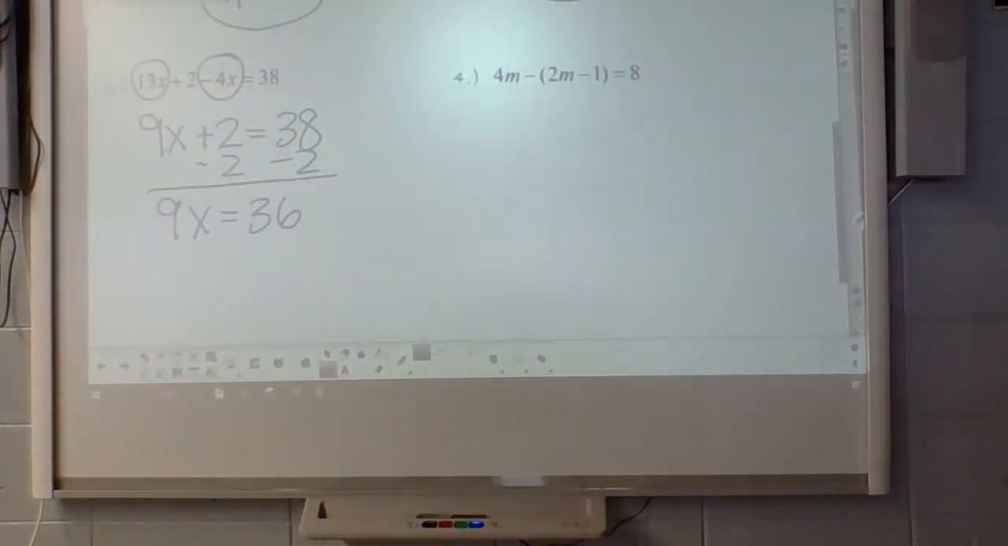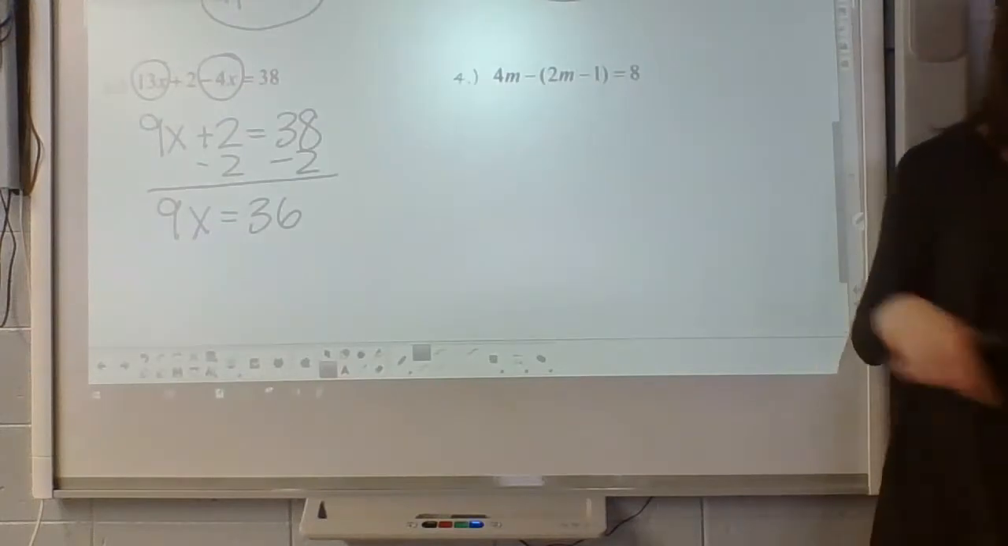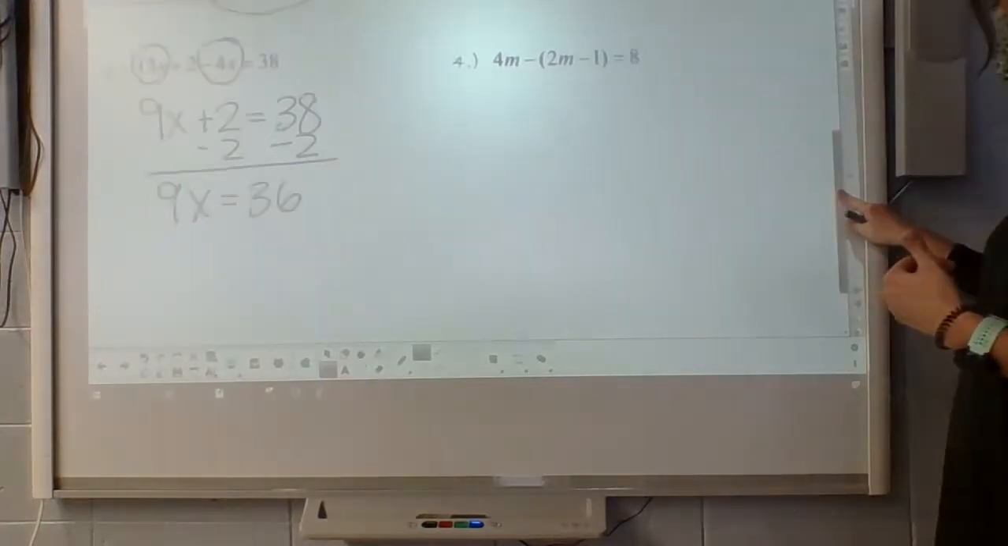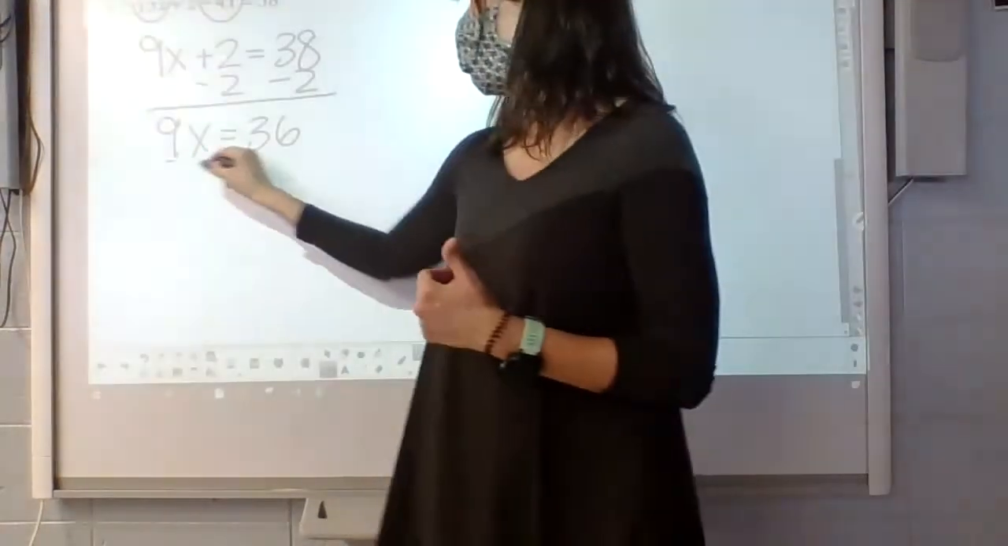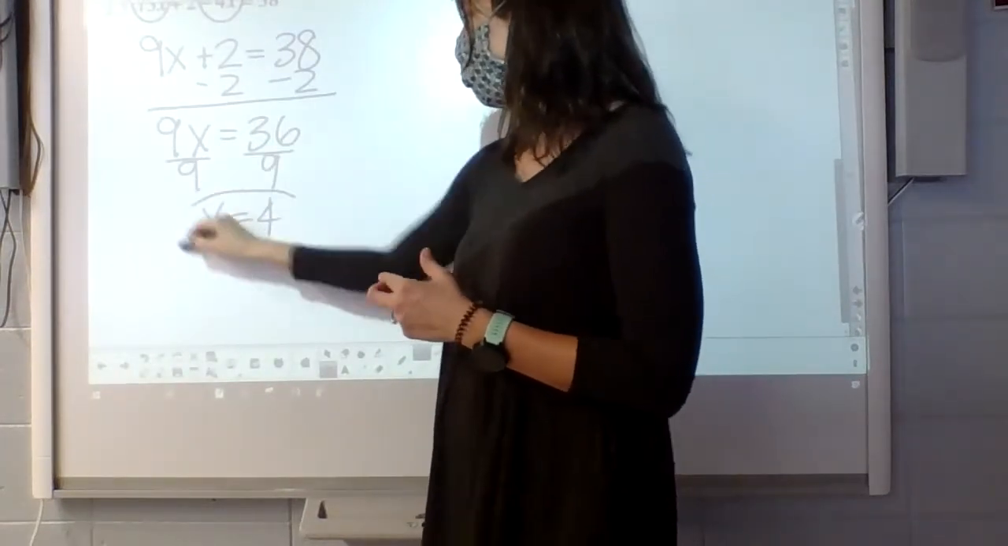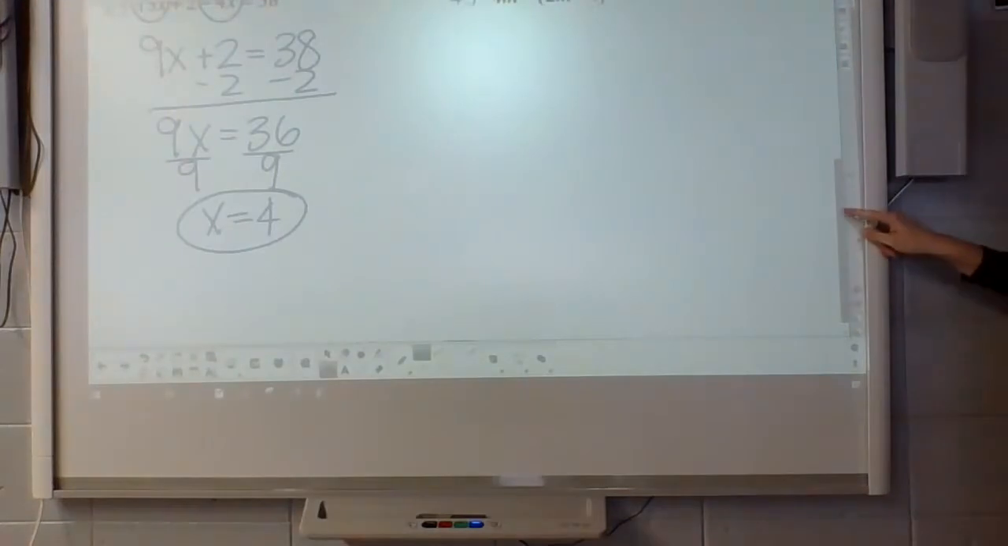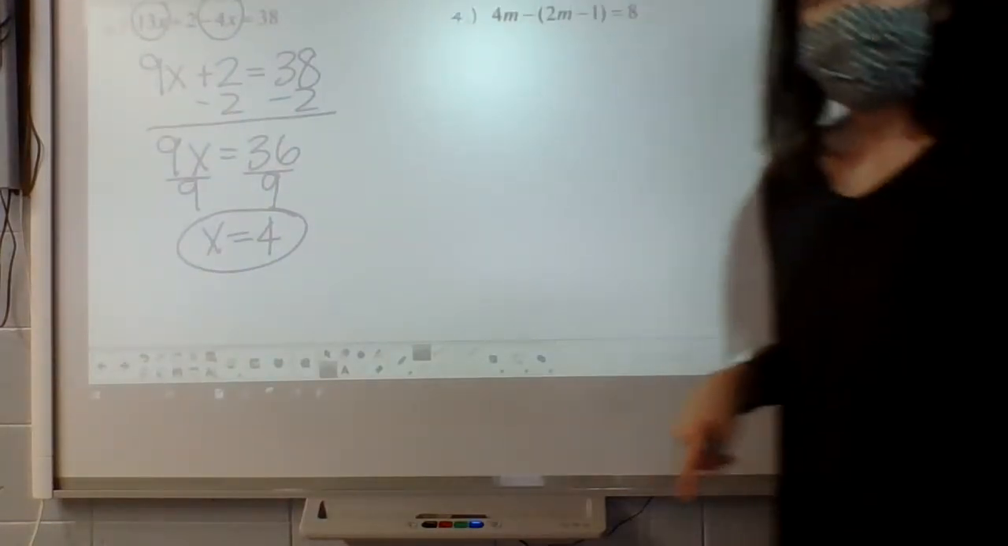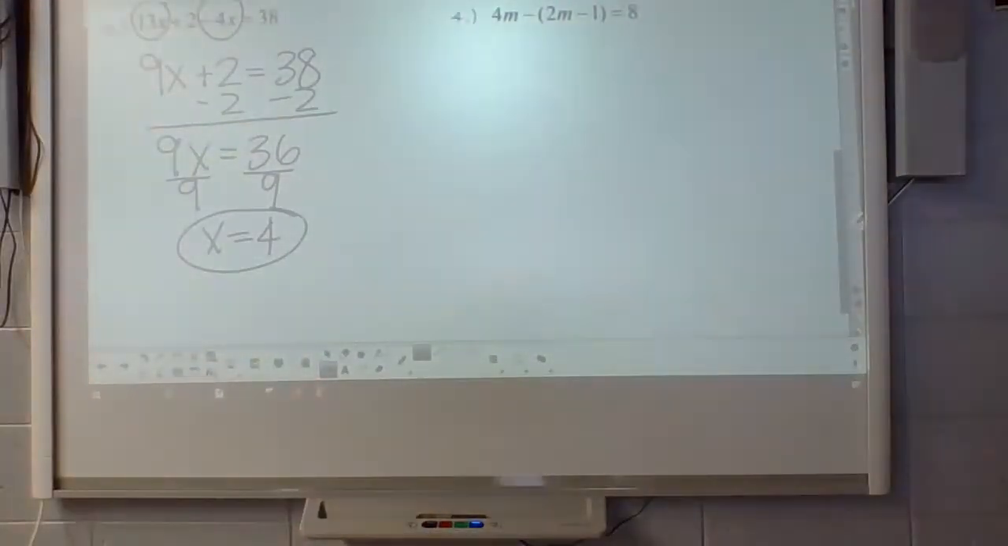And again, I know you guys don't all love showing steps, but showing a little bit of this work in between really helps you to not lose track of where you're at. So then to get our x alone, it's being multiplied by 9. So instead, we're going to divide by 9. Great. Let's do one more, and then we'll try to jump back into the Kahoot.